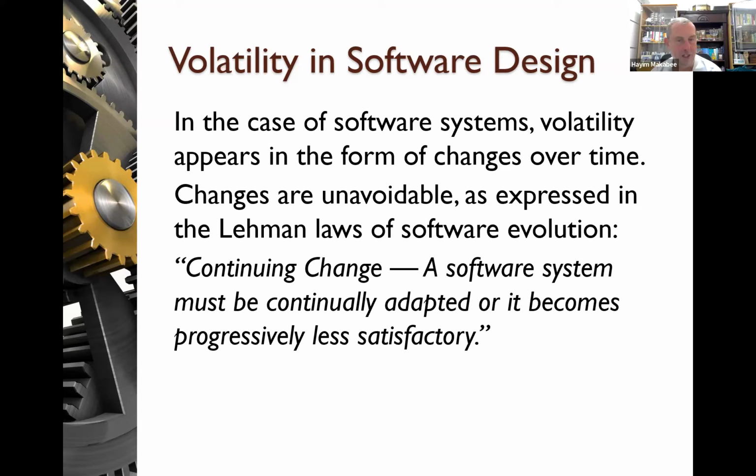And this is one of the Lehman laws of software evolution. This is the law of continuing change. A software system must be continually adapted or it becomes progressively less satisfactory. So in other words, a software system, if we don't change it, it will not be useful. For the software system to be useful, we need all the time to change it. Okay? So this is one of the laws of software evolution. By the way, Lehman was a Jewish researcher, and I know his son.